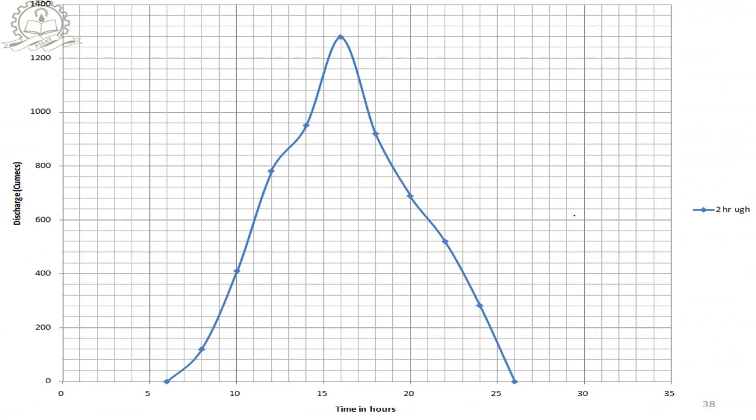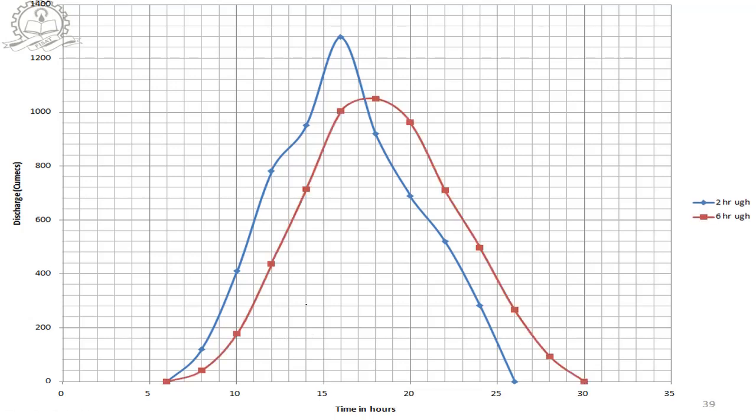Then this represents the graph. This is a 2-hour unit hydrograph. Then this represents a 6-hour unit hydrograph, which we have converted from the 2-hour unit hydrograph.